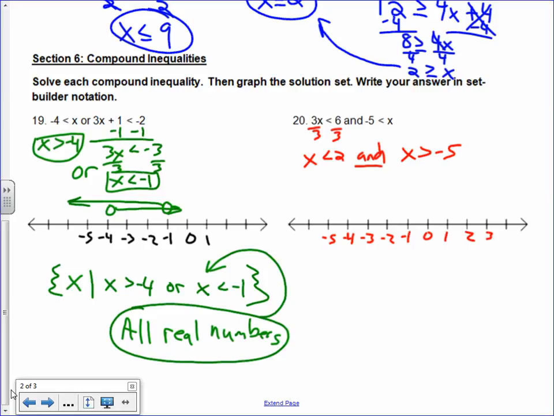So x is less than 2, going this way. X is greater than negative 5, going this way, and we're looking for the overlap. In an AND, we're actually looking for the overlap. So the overlap would be right there.